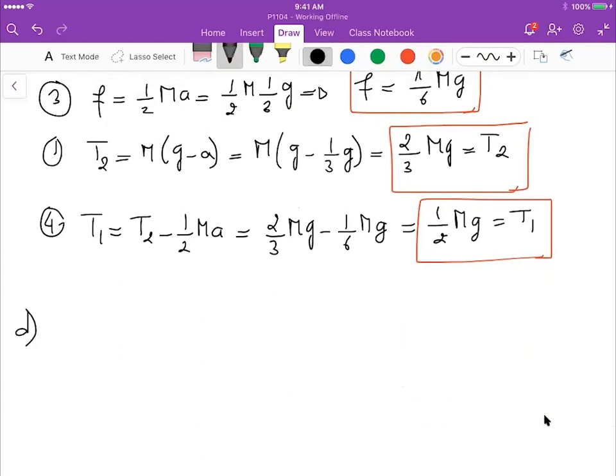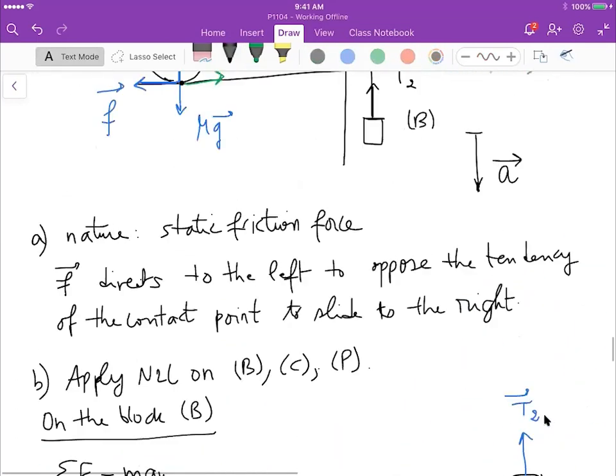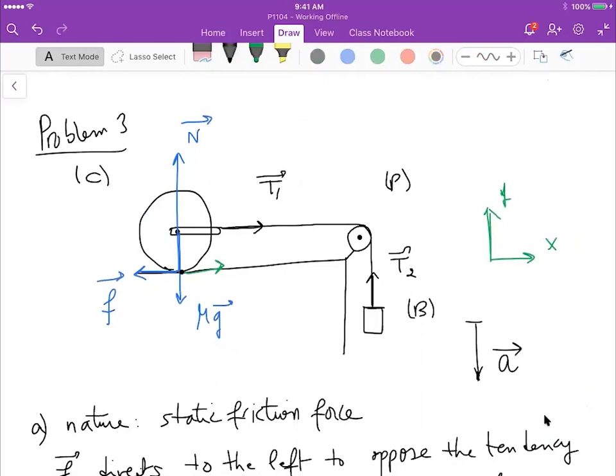In part D you had to use the conservation of energy approach to find the speed of the block B after it descends a distance D. فإذا البلوك B نزل distance D أوكي هون إذا هذا البلوك قدر ينزل through a distance D, so from this point it goes down to this distance D.